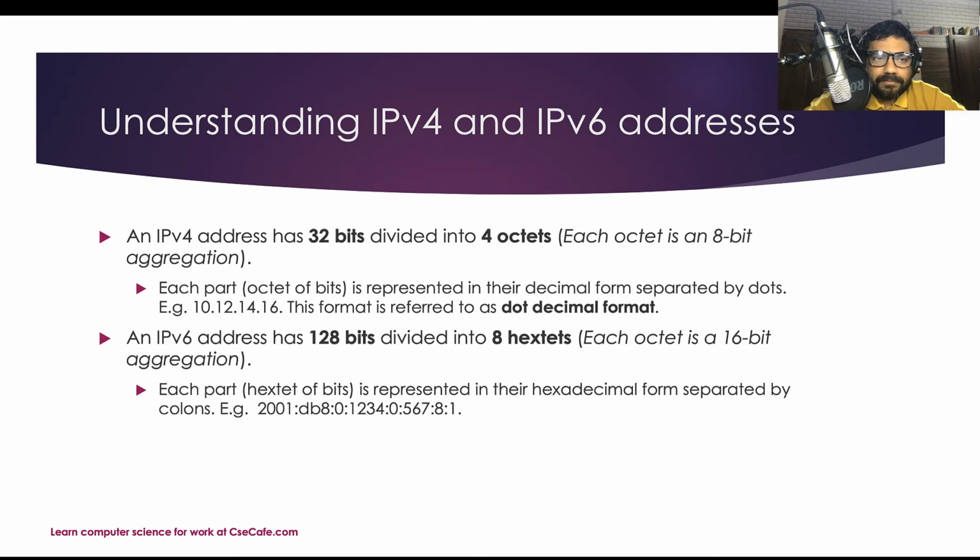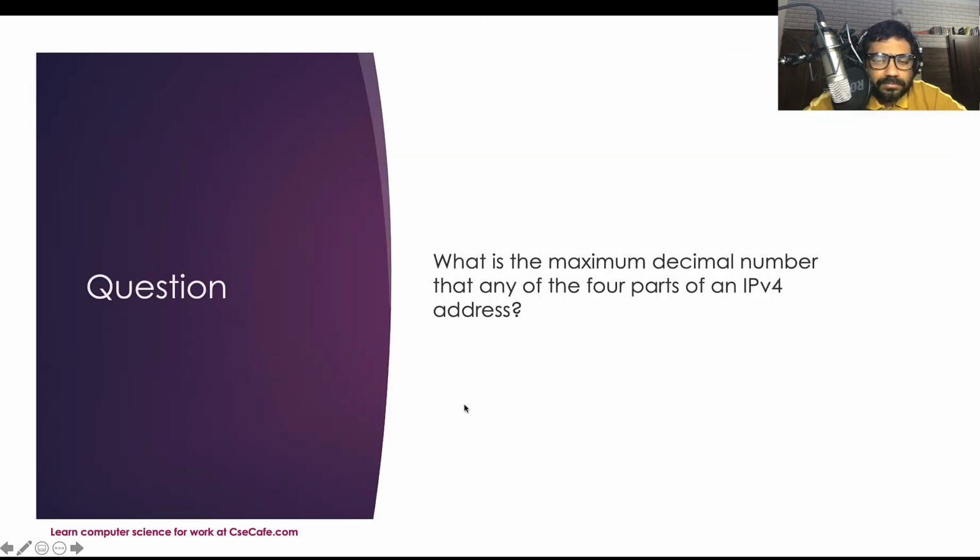IPv4 is 32 bits, divided into 4 octets. What do you mean by octet? An octet is an 8-bit aggregation. Similarly, IPv6 has 128 bits, which is divided into 8 hextets. What is a hextet? It is a 16-bit aggregation. Okay, there is a typo here, I'll correct it. So here is the question: what is the maximum decimal number that any of the 4 parts of an IPv4 address can hold?